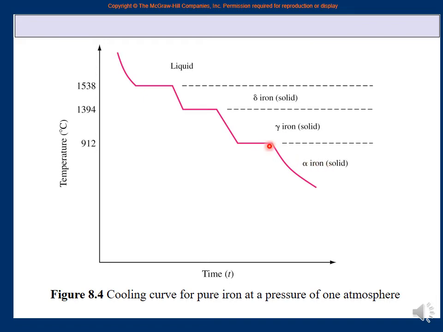After that, it is a solid alpha phase, and the temperature starts to drop until you reach room temperature, and it still remains alpha. So you see, this is the cooling curve of the pure material iron. Liquid phase changes into solid delta, changes into solid gamma, changes into solid alpha, and after that it drops down to room temperature, and that is it, right?